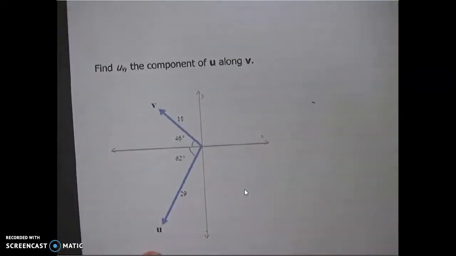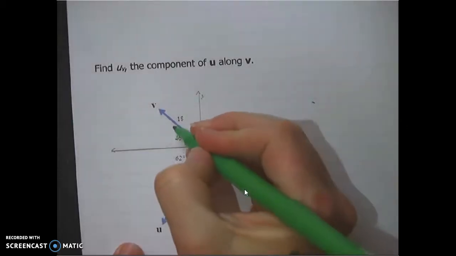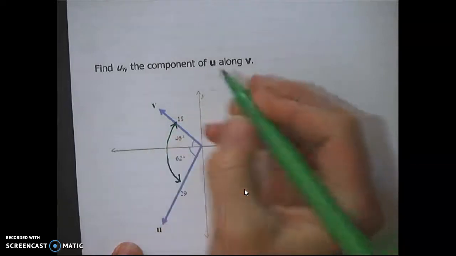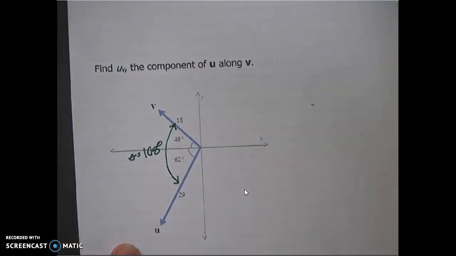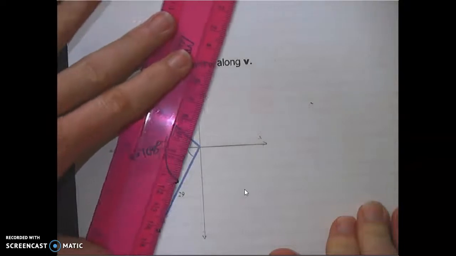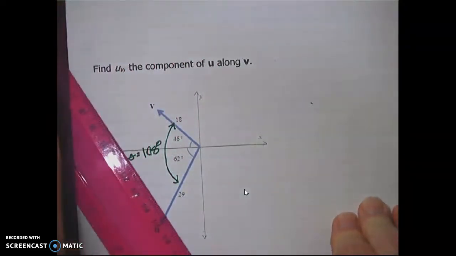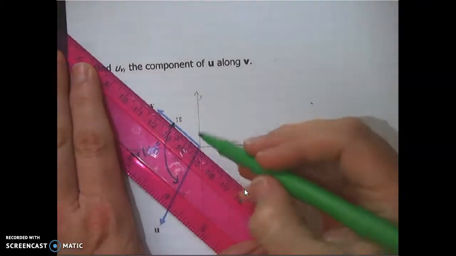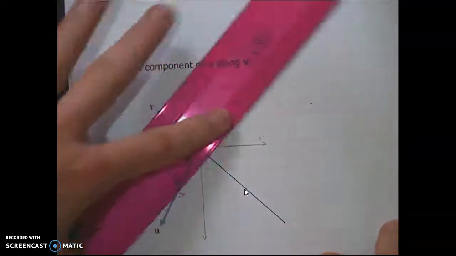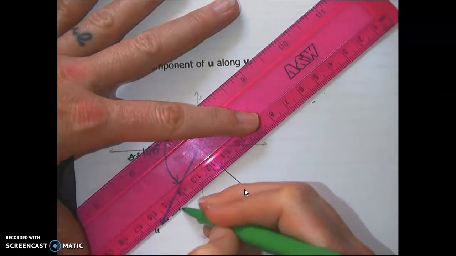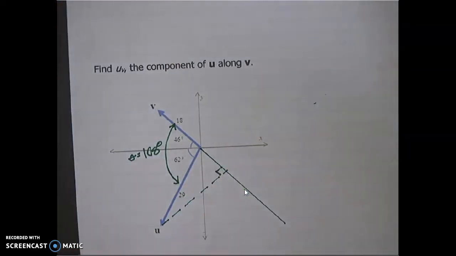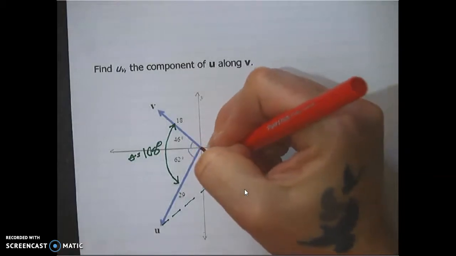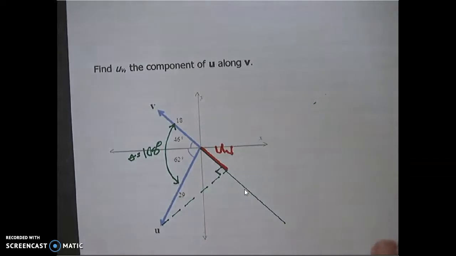Okay. So here, our theta is this whole guy right here, which is 108 degrees. Now notice, there's not a way for me to draw a line over here to where u would be perpendicular to v. But what I can do is extend v here out the back, and then I'm able to draw a line from the end of u perpendicular to v. And then the spot that I'm looking for is right here. That would be the piece of u that is on to v.